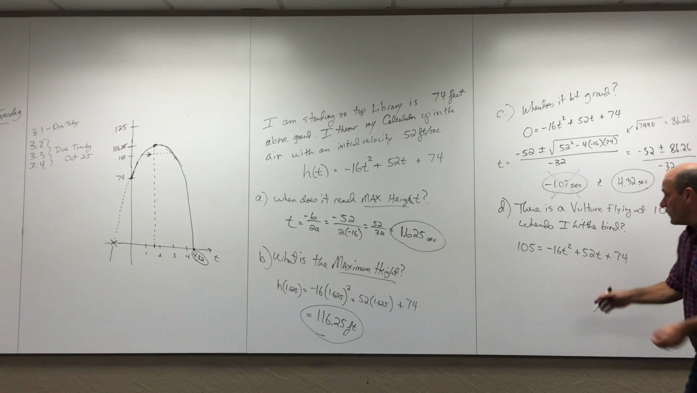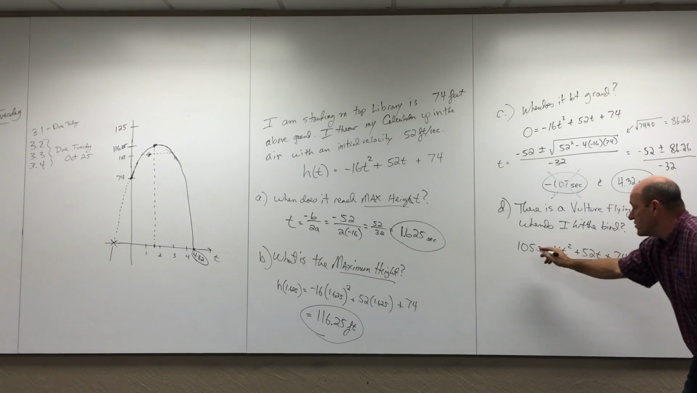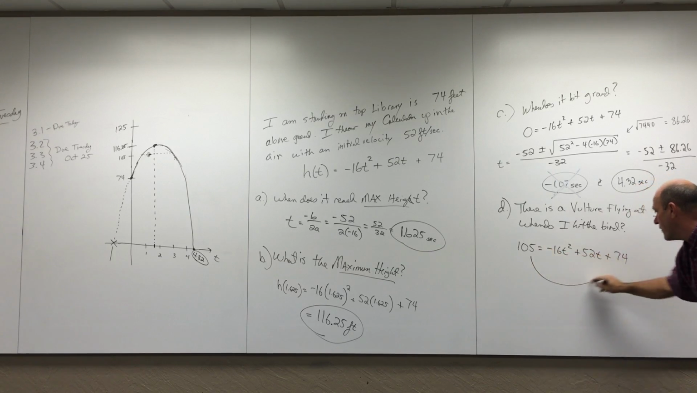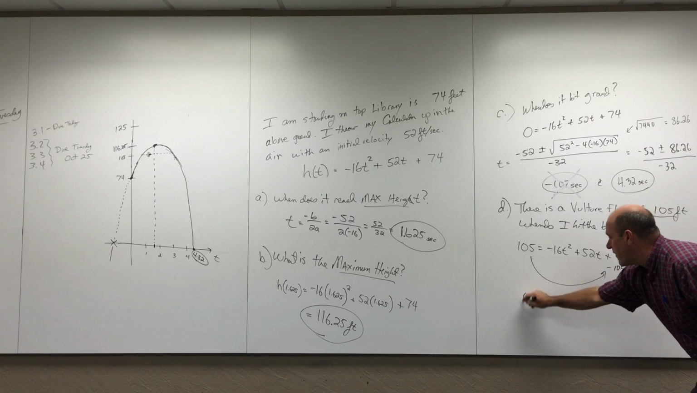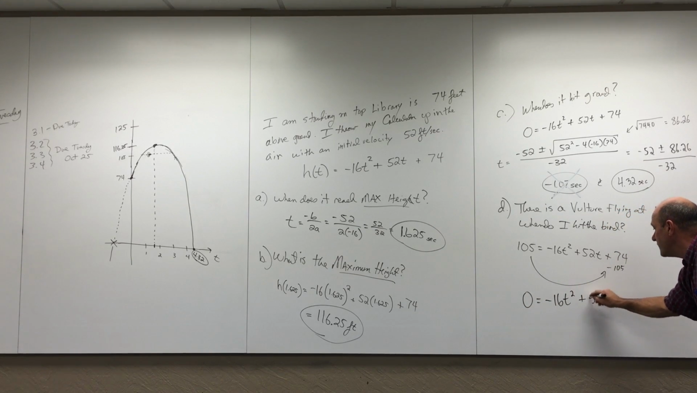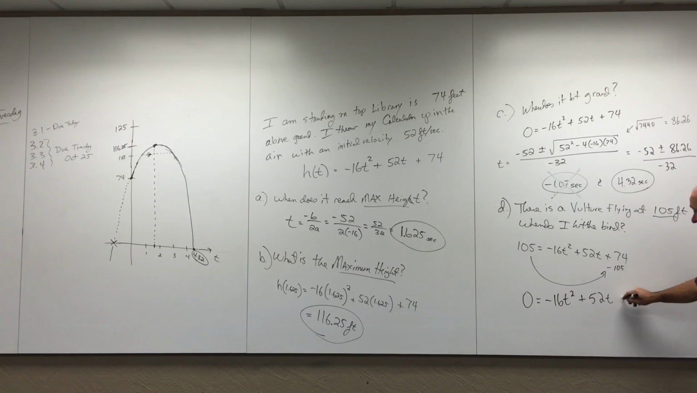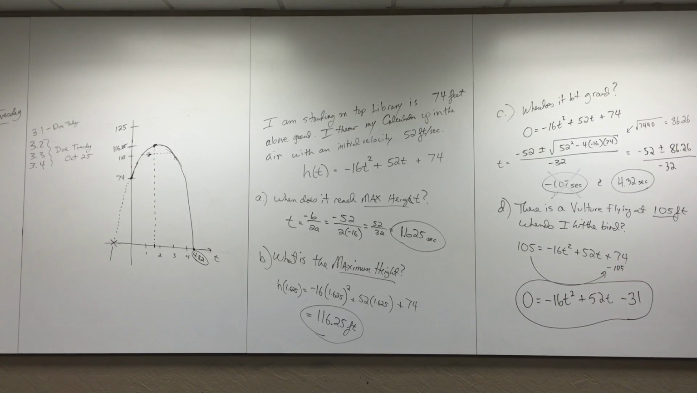You need it equal to 0. So the problem starts by setting it equal to 105 because that's the logic of the problem. But then when you start doing the math, the way you solve a quadratic equation is you need it equal to 0. So I'll move the 105 over here. I'm subtracting 105. It turns into this problem. 0 equals negative 16t squared plus 52t minus 31. So this is the new quadratic equation I need to solve.